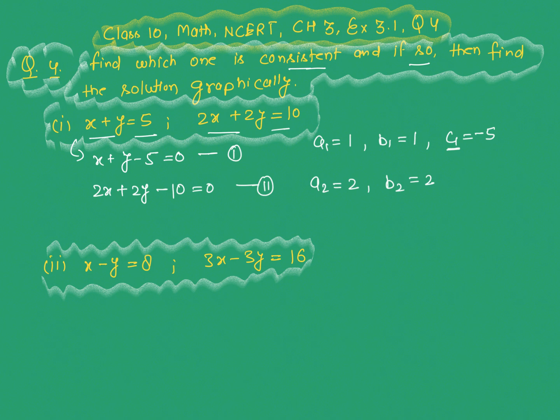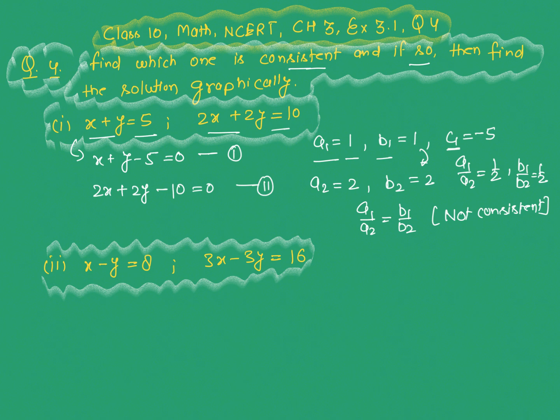So a1 by a2 would be 1 by 2 and b1 by b2 would be 1 by 2, because a1 upon a2 equals b1 upon b2. So these two equations are not consistent. So if these are not consistent, we do not need to find out or draw them graphically, right?